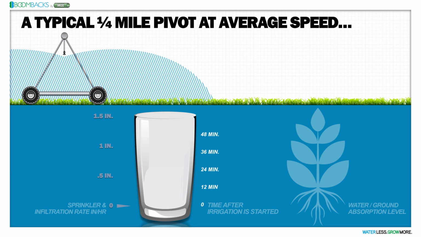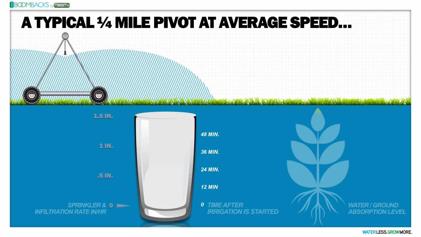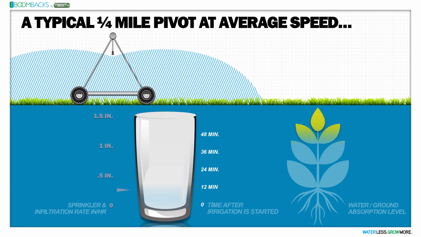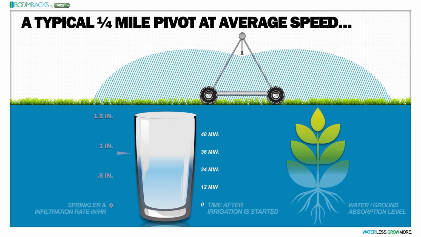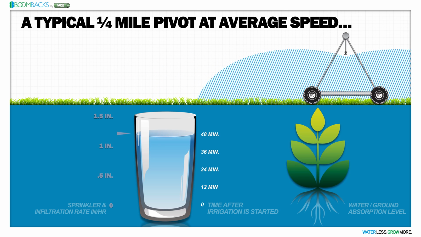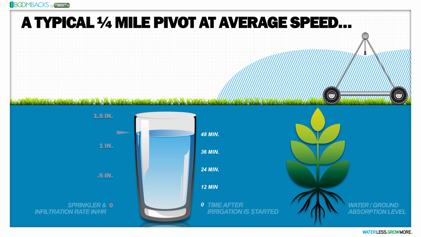Here's an animation of a quarter-mile pivot with traditional drops moving at average speed. We're applying 1.25 inches of water. Presumably you have done the irrigation scheduling calculations, and this is the required amount of water your crop needs. It took 48 minutes to apply 1.25 inches of water.